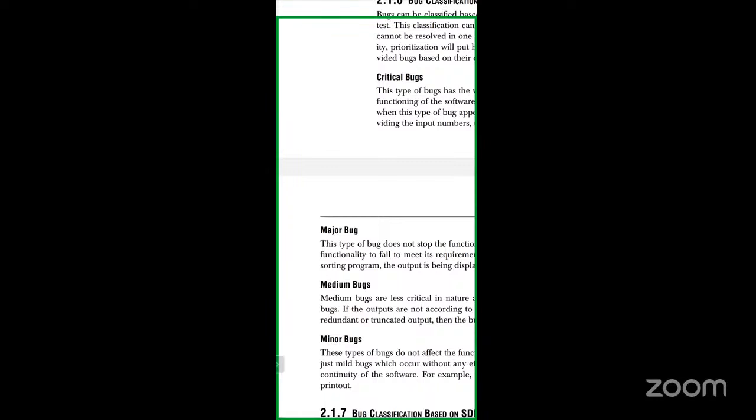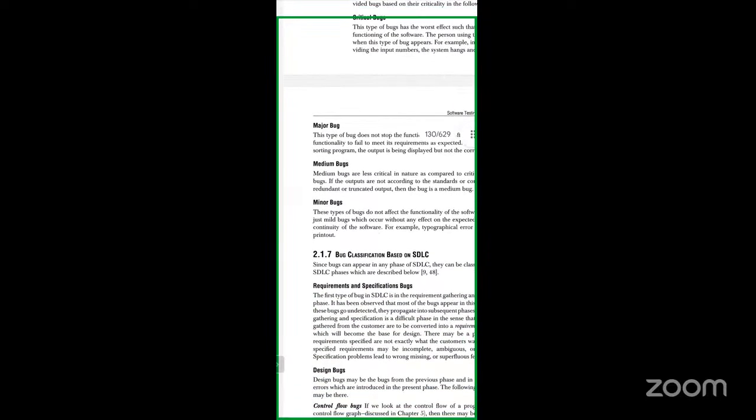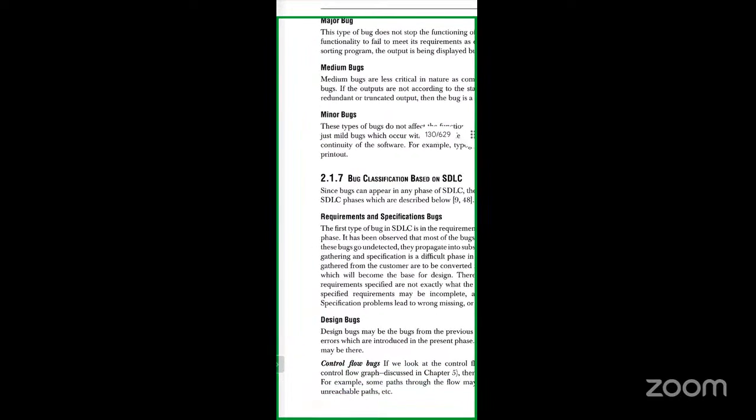Even if it takes longer or shorter time, if we are not able to find any solution for the bug, then we cite it as a critical bug. Finally, we find the solution, but it takes some extra time. Then we have the bug classification based on SDLC.